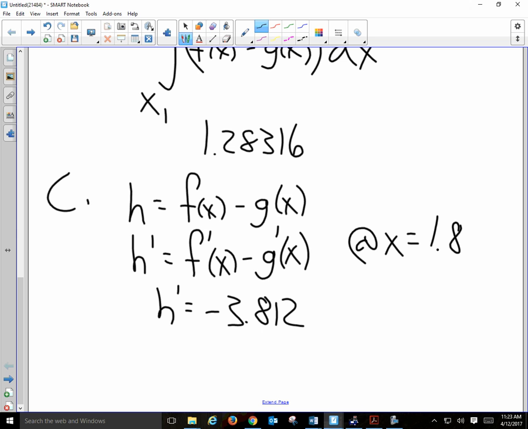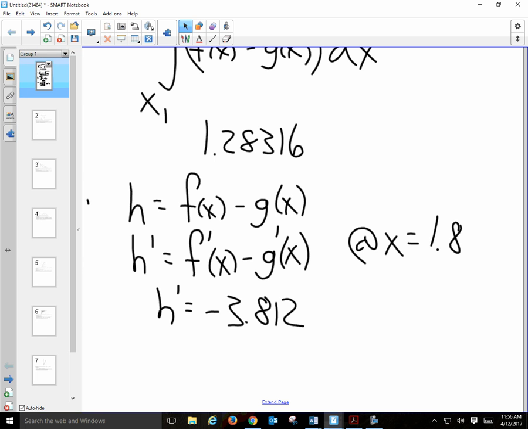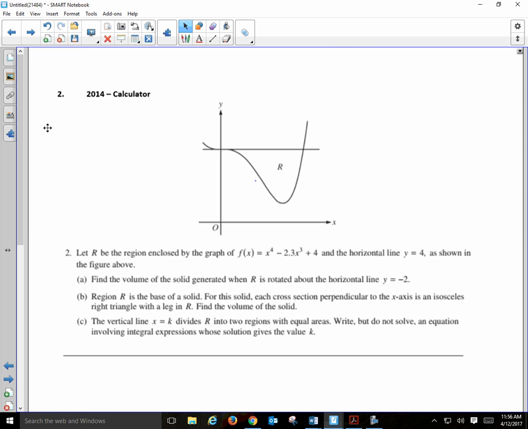I'm going to pause this and look up the scoring guide. All right, here we go. Another calculator problem.